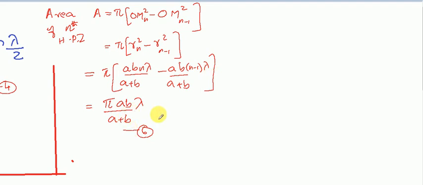So area is independent of n, the zone number. That means area is a constant. We have derived this in the previous session also. The area of half period zones is constant.